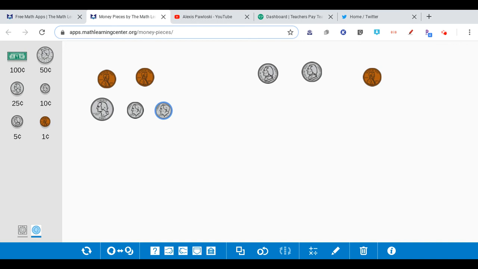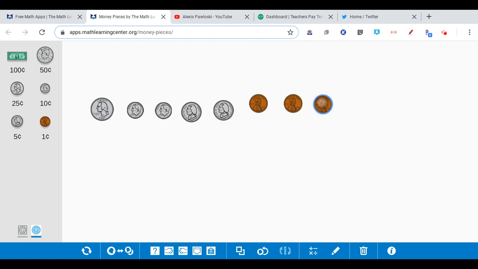Then we want to look for our nickels. We have two of those. And then we have some pennies. So we're going to put all the rest of our pennies, our 3 pennies, at the end. So when we start to count on, we want to start with our biggest coin, and that's our quarter, and that's what we did by lining these up.